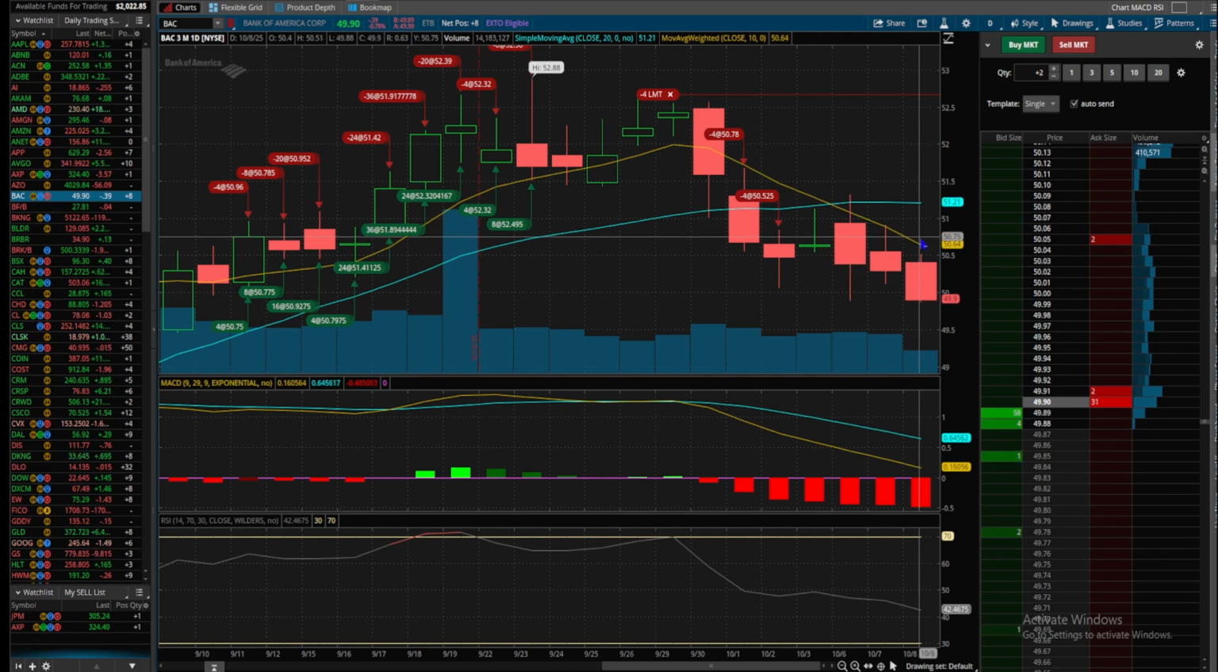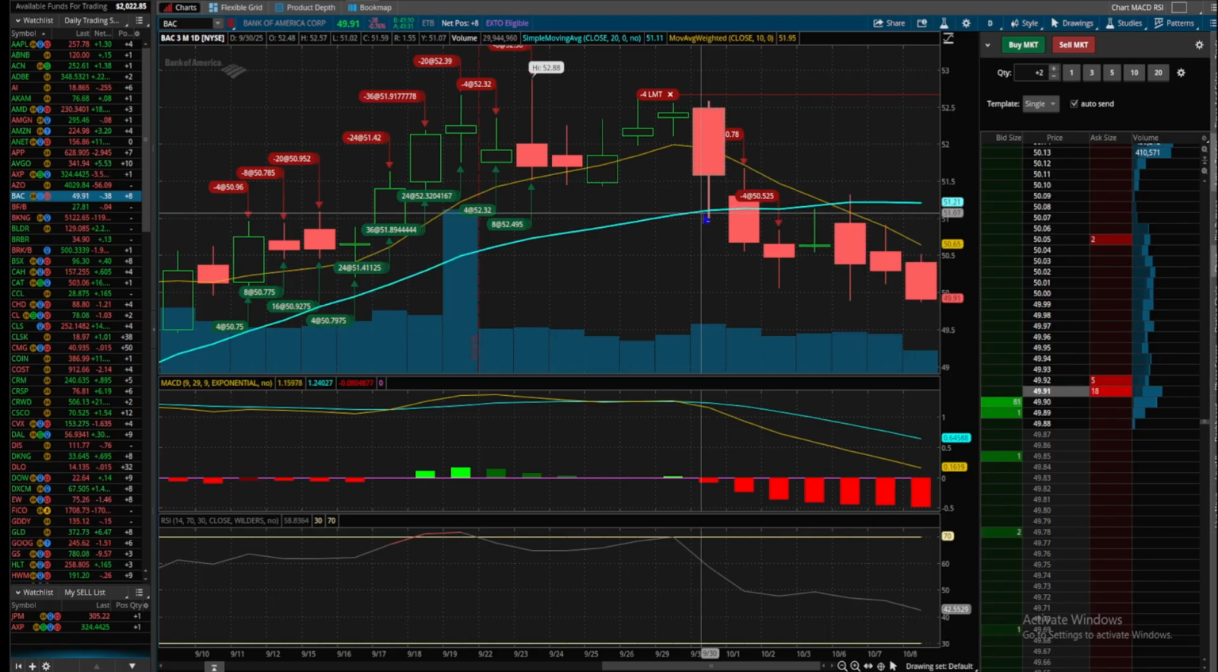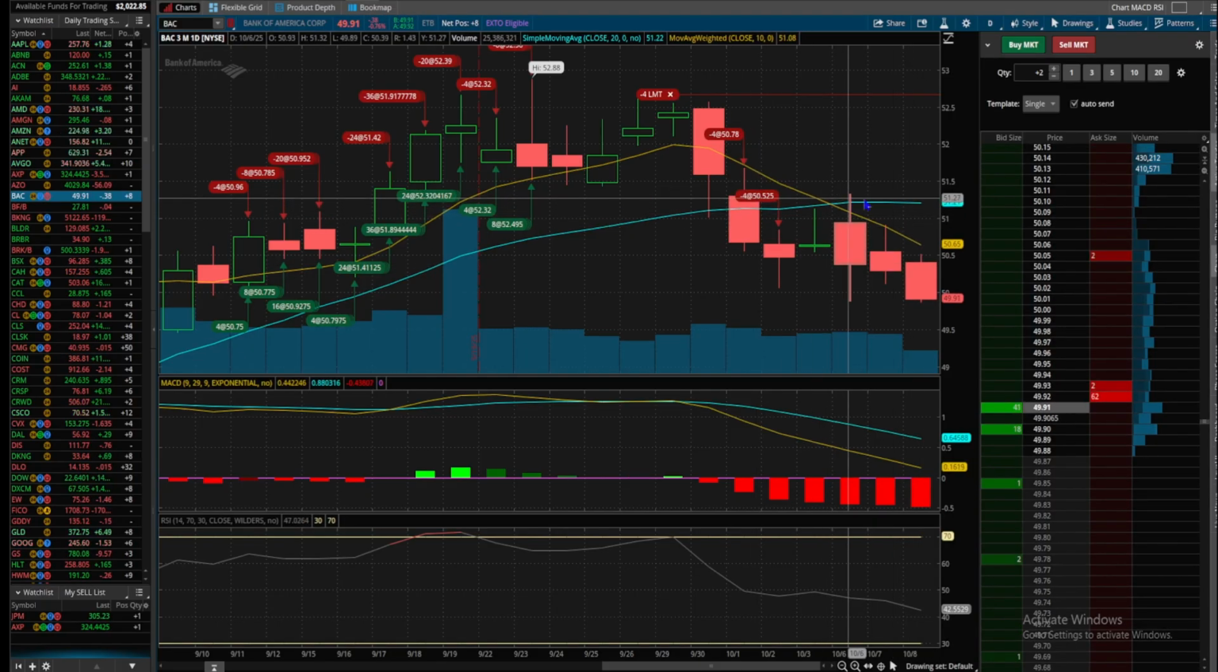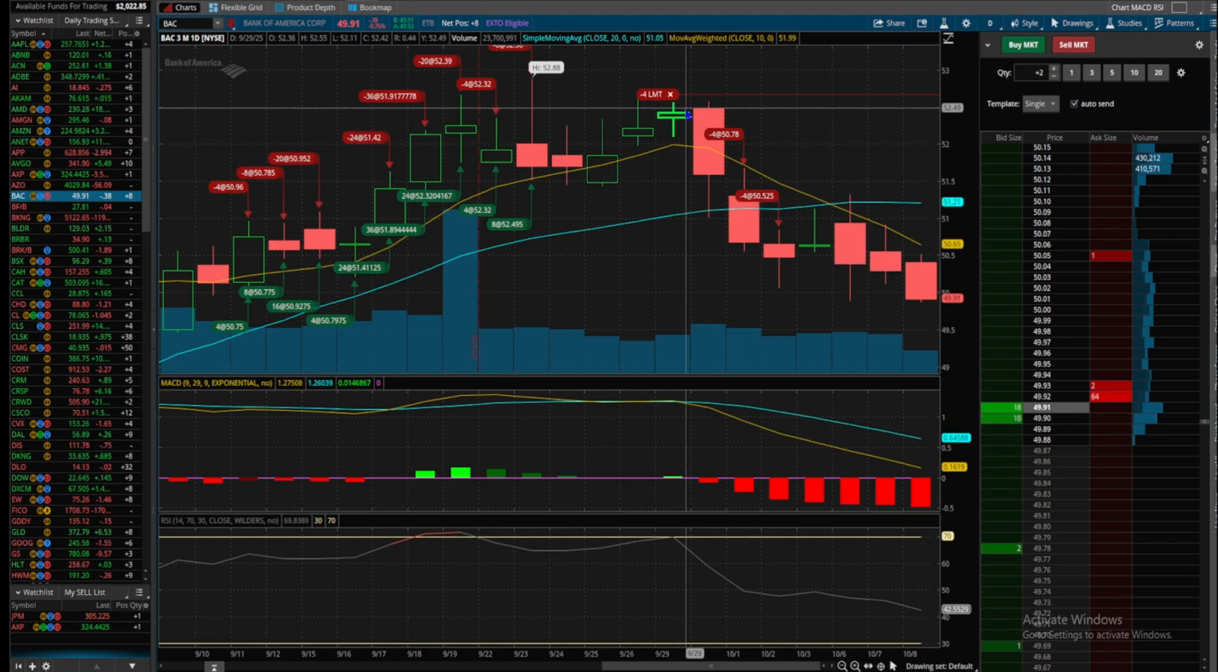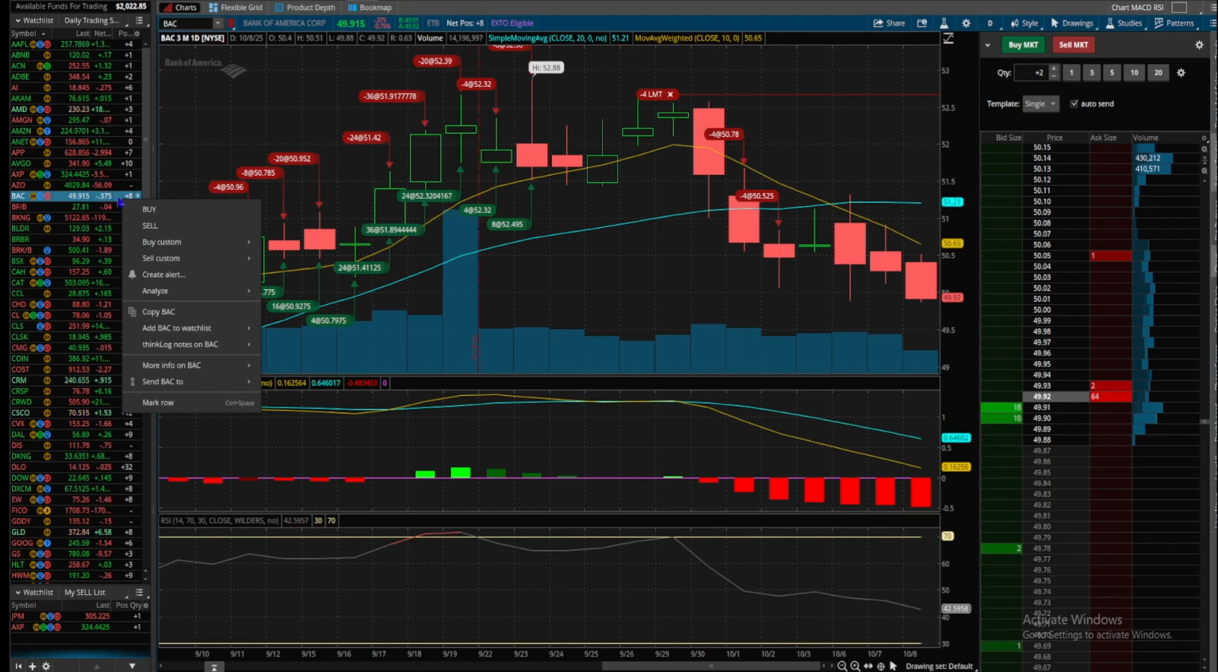But we have price clearly moving down. We have the fast moving average significantly away from the slow moving average. So we're going to be placing a sell order on these 4 shares.